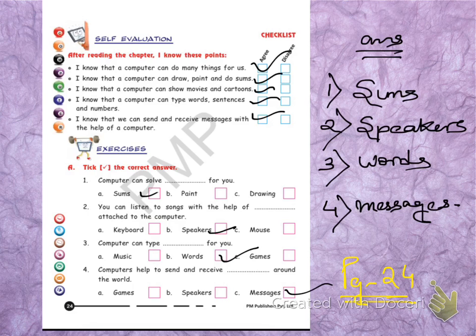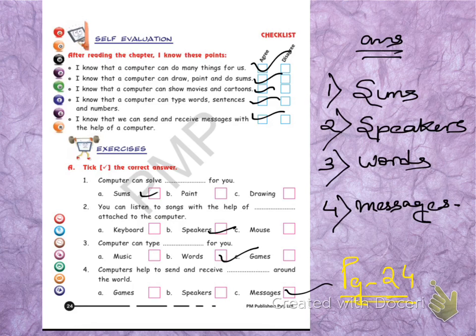I know that computer can type word sentence. Yes, with the help of WordPad, with the help of MS Word, we can type. I know that computer can send and receive messages. Yes, by the help of email. Can you name an email client that I have just spoken about? Which is that? Gmail. Okay.